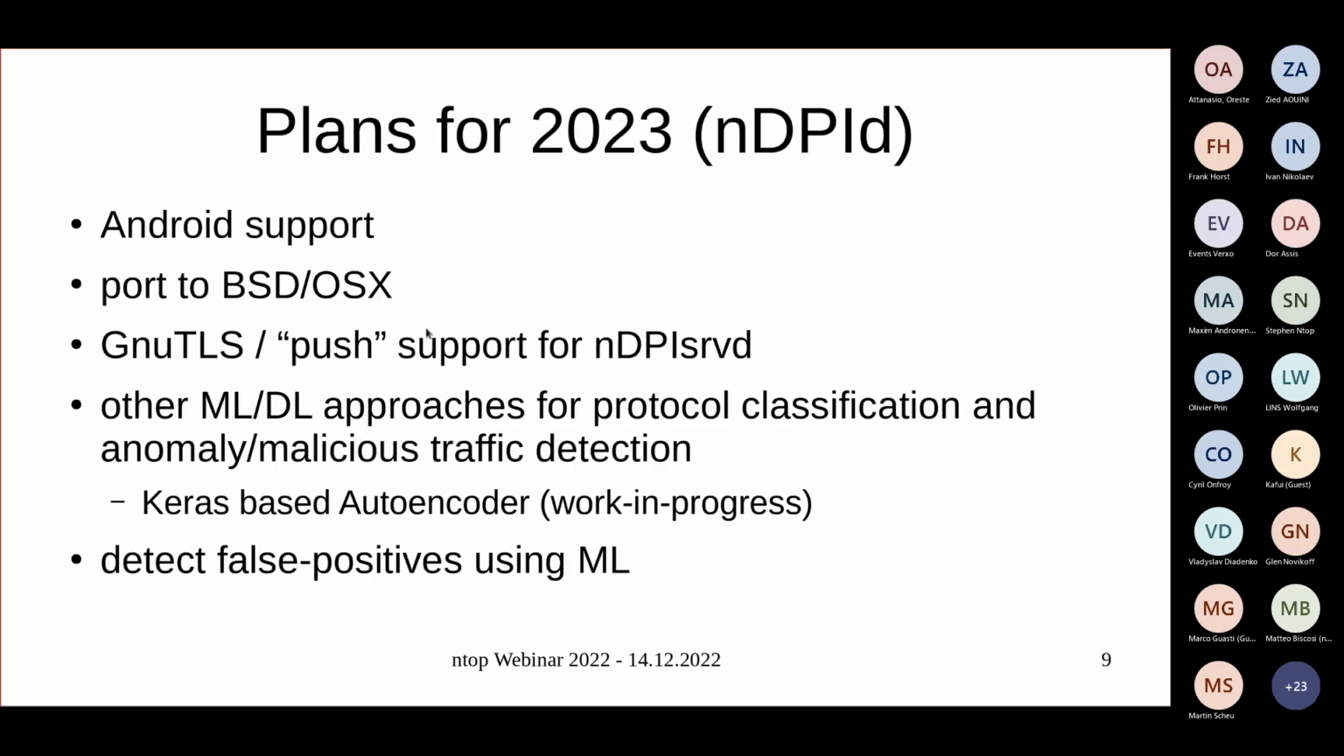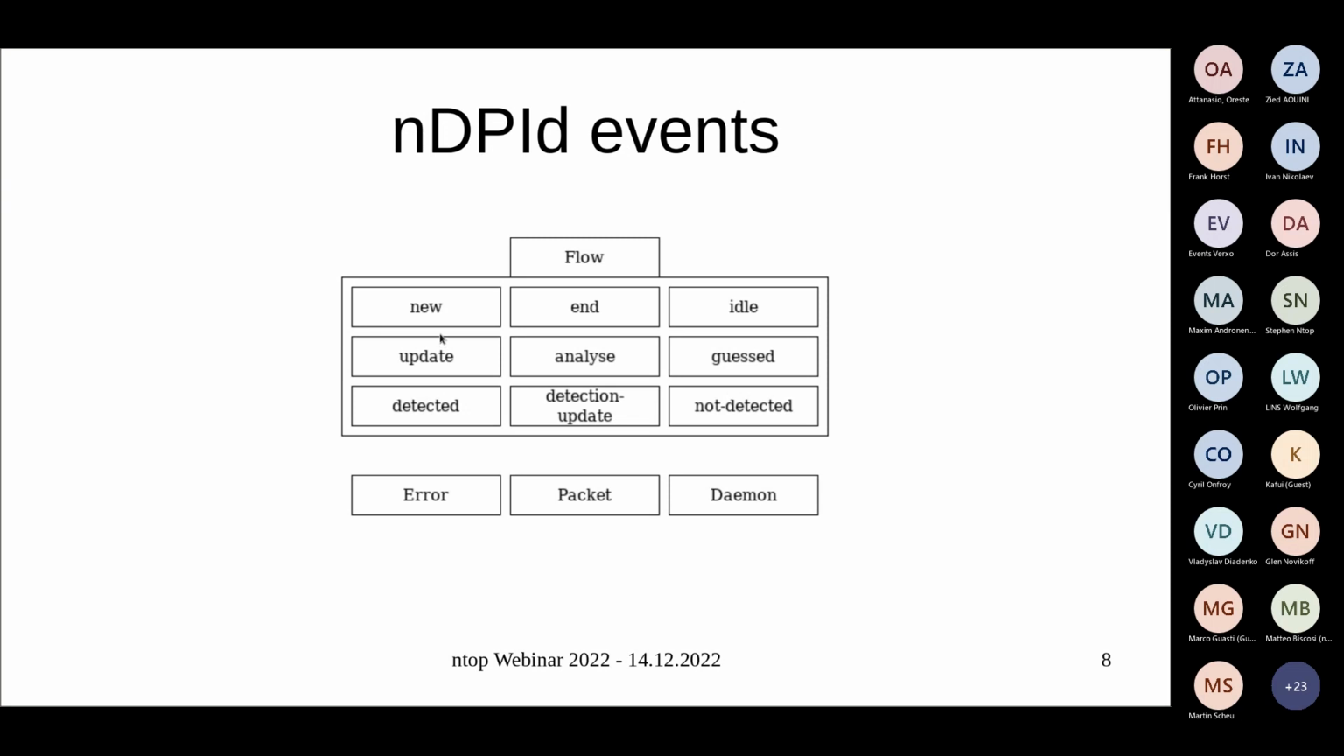There's the new event, which indicates that there's a new flow seen. There's an end event, which is only required for stream-based protocols like TCP. There's an idle event: if some flow did not send or receive anything over a certain amount of time, the flow memory will get freed and an idle event is generated. Some important ones are the analyze event, which is important for machine learning and deep learning purposes, and those libndpi related events, like guessed, detected, or if something during the detection changed, or if it's not detected.